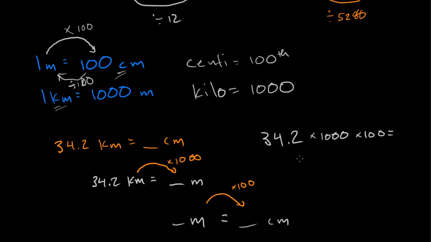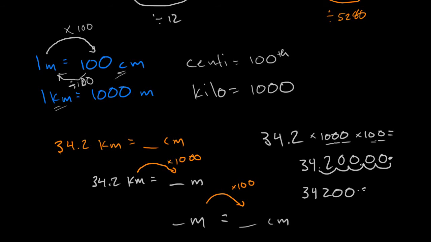The answer then is 34.2, and since I'm multiplying by 1,000, I'd move the decimal 3 places. And then for the 100, I'm going to move the decimal 2 places. The decimal ends up here. I can leave zeros to hold the places after it. And so the answer is 3,420,000 centimeters are in 34.2 kilometers.